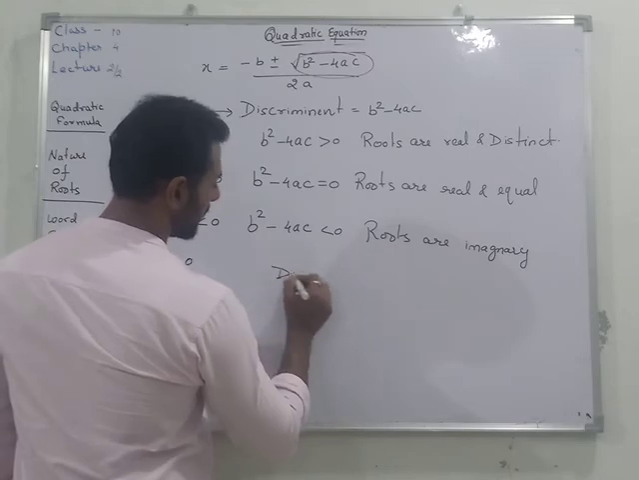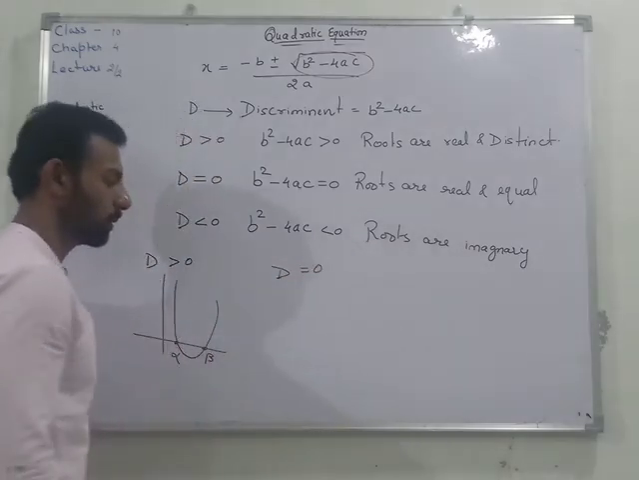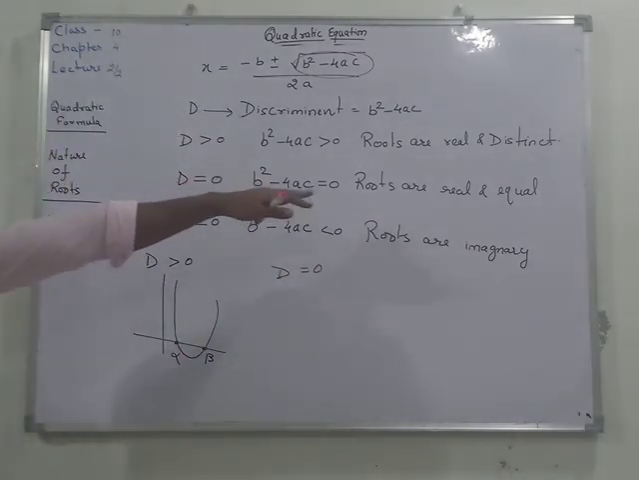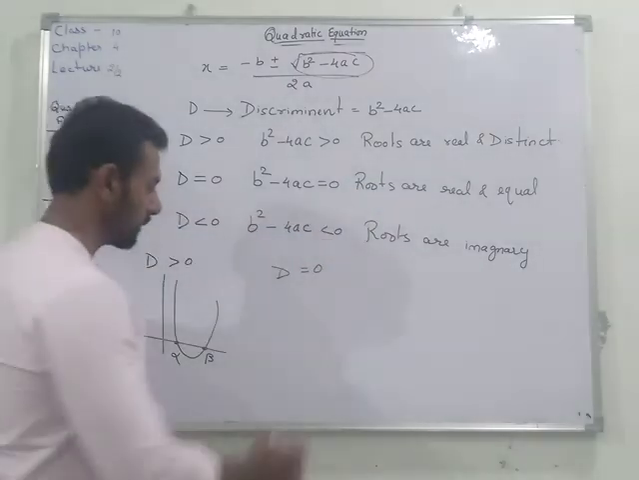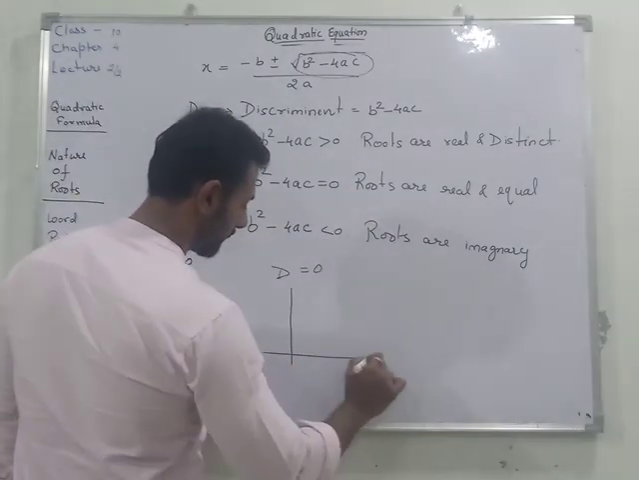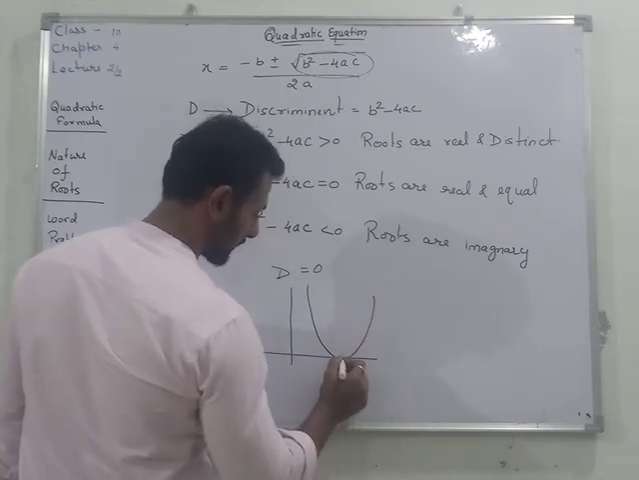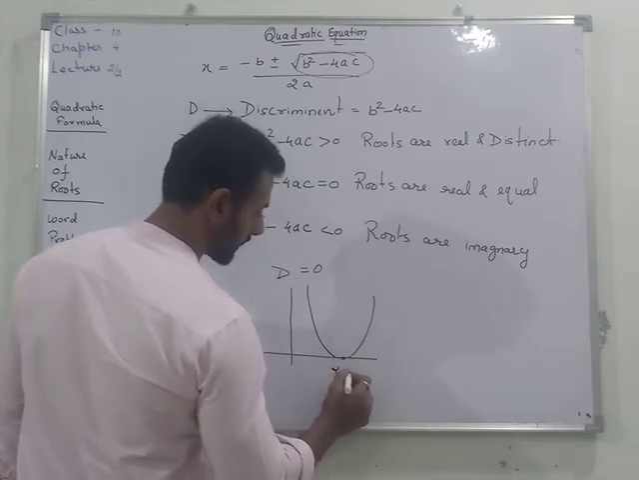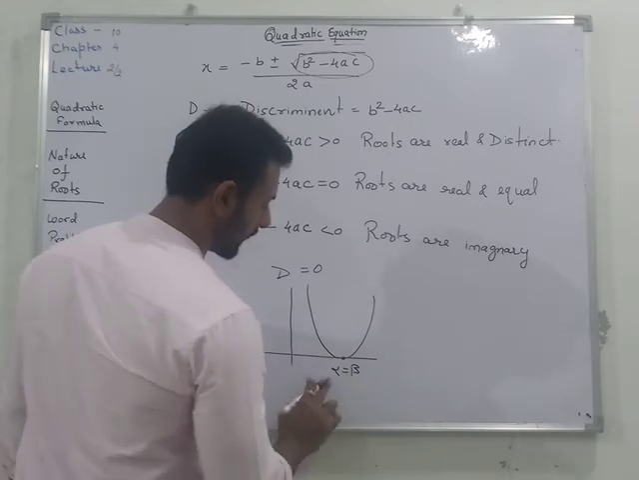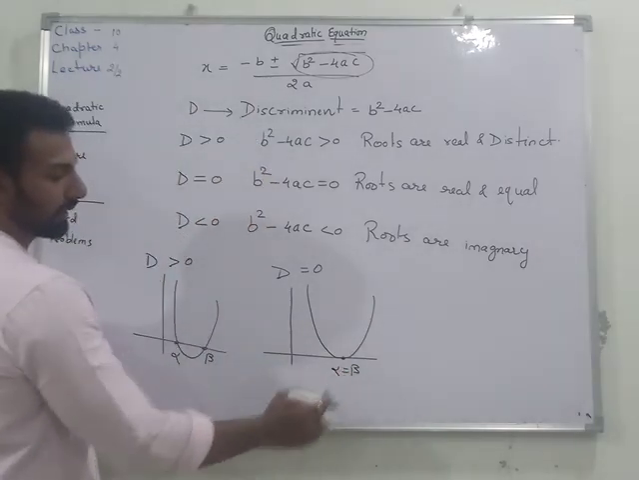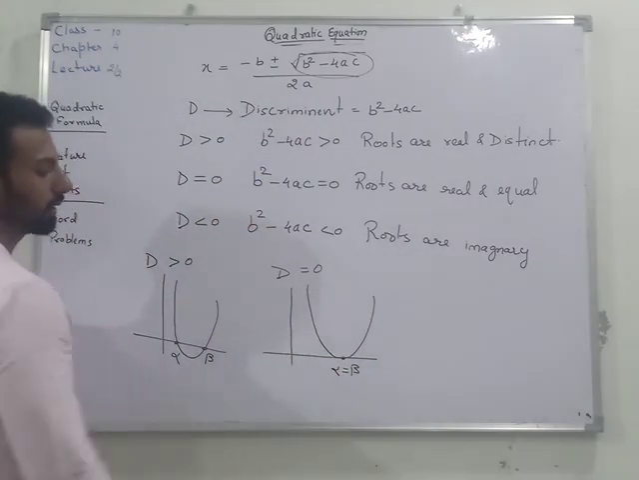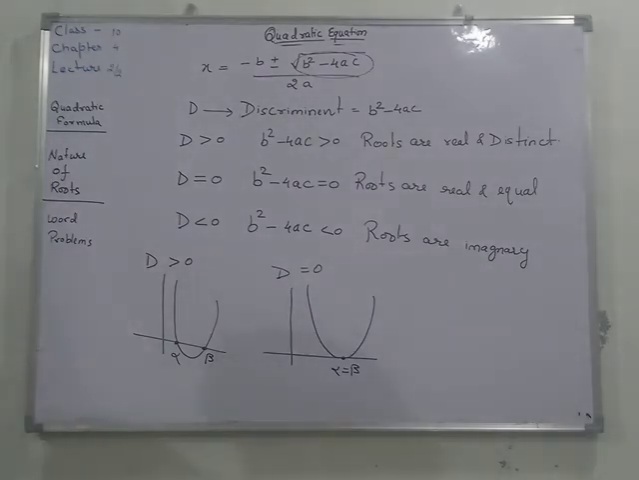If D is equal to 0, the roots are real and equal, then the parabola will be touching the x-axis at one point, meaning alpha is equal to beta. Both the roots are equal and the graph will be touching the x-axis.